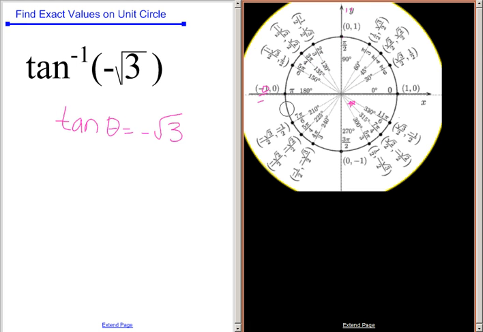Those aren't it. So now I'm going to check this spot up here. Okay, and when I check that spot up there, I do my y over my x, and I have √3 over 2 over -1/2.